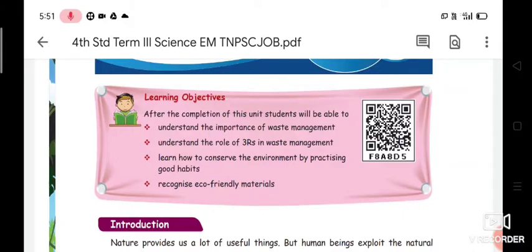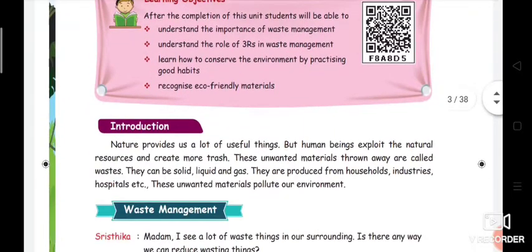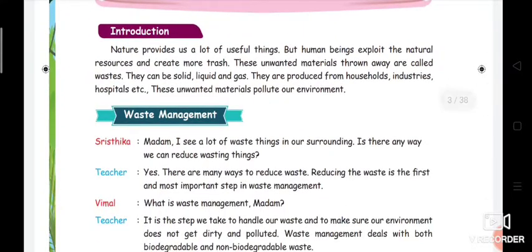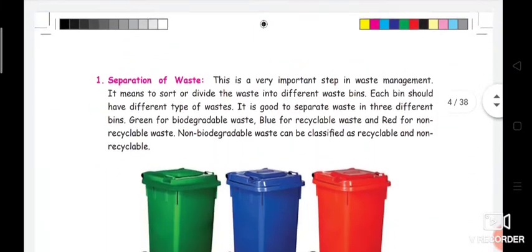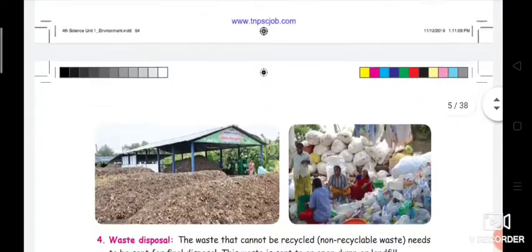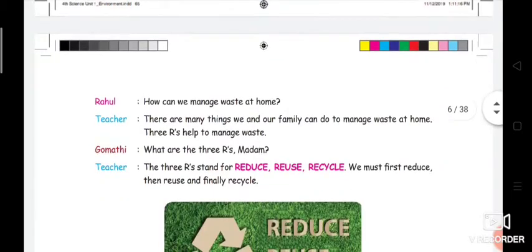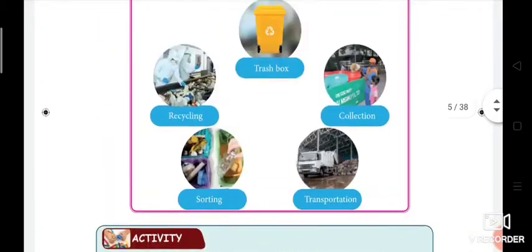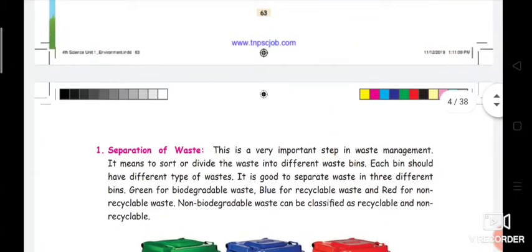So in the previous video we have learned about the green environment, how to maintain waste management and the steps involved in waste management, right? In this video we are going to learn the 3 R's. Okay. So first we'll revise the steps involved in waste management.